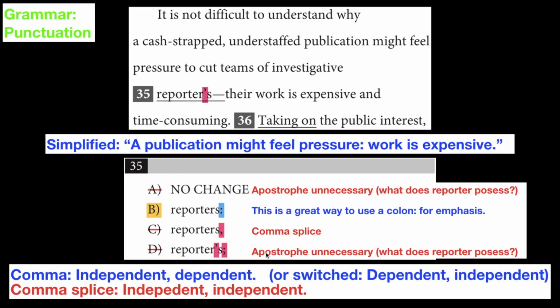D, reporters. Well, this could be okay. This semicolon right here, that wouldn't be too bad. But then again, the apostrophe is unnecessary for the same reason. So you can't choose D for the same reason you can't choose A. B is the best way to do it.